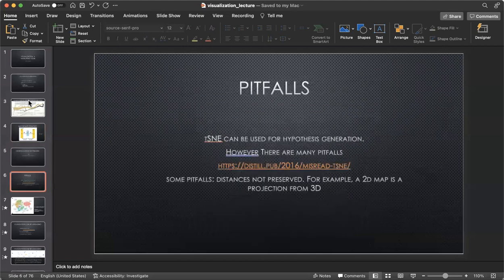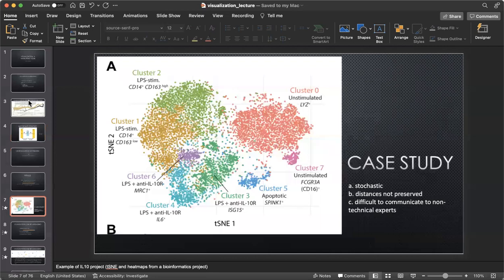Unfortunately, there are many, many pitfalls to visualizing data in this way. This particular paper has a playable notebook that you can play around with. This gives a very nice summary of this. What I can do is I can talk about a previous project.